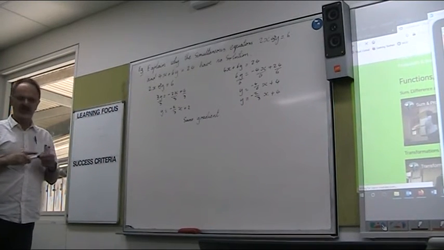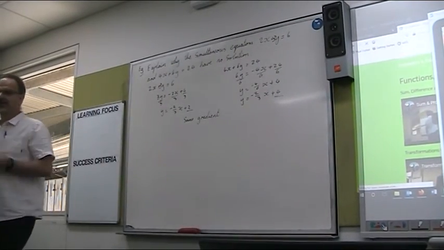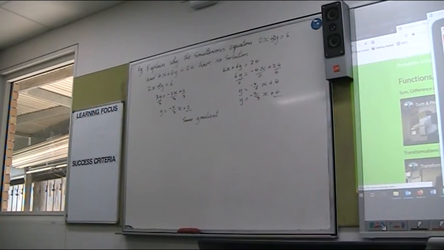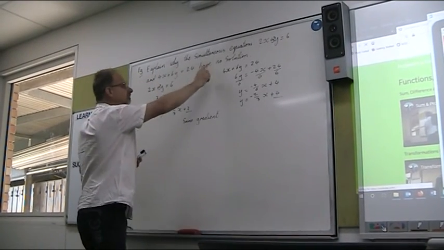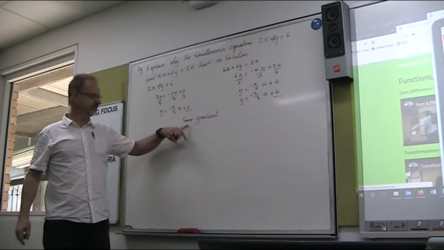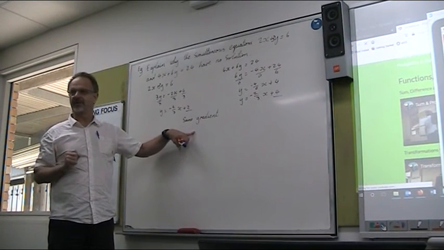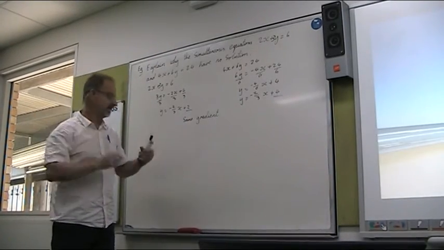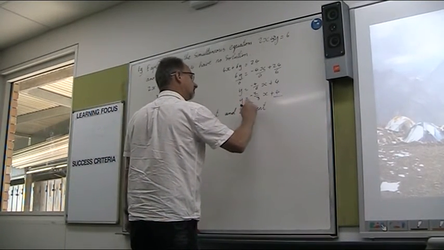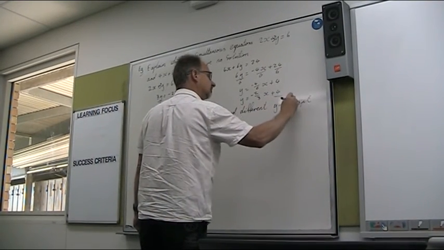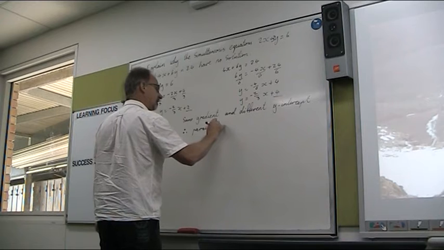But the same gradient is not enough. What do you notice about these other numbers? They're different. What are those other numbers? Y-intercepts. So for our lines to not intersect, yes, they have to be parallel, so they have to have the same gradient, but they also have got to have a different y-intercept, because if they had the same y-intercept, they would be the same line. Therefore, they're parallel, and no solution.